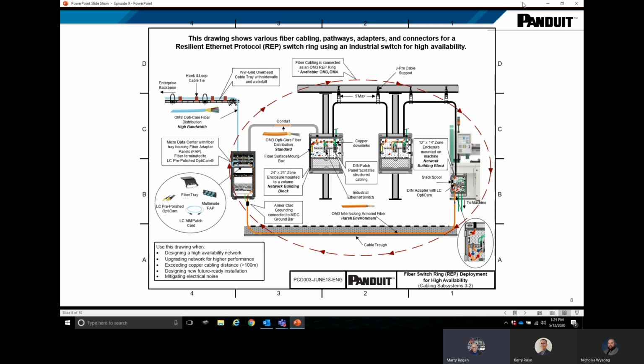The high availability switch ring is completed with the same fiber type via cable trough back to the micro data center. All the fiber components Nick mentioned, fiber tray, fiber adapters, LC connectors, patch cords, surface mount fiber boxes, and slack management are all part of the standards-based structured cabling deployment. Next.